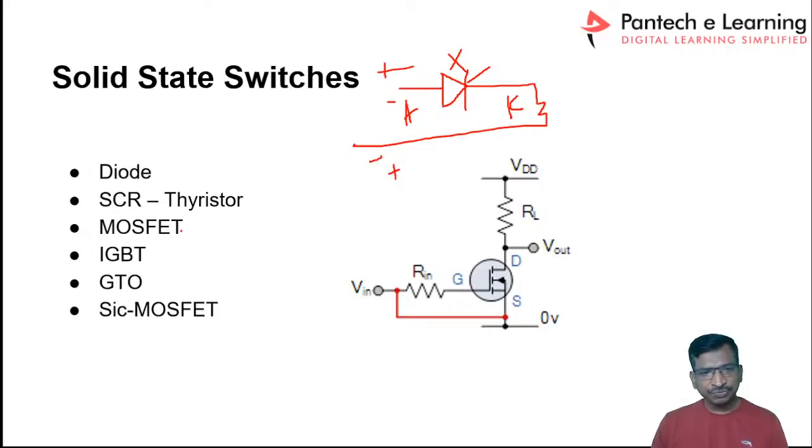And similarly, the MOSFET is another kind of solid state switch. The operating principle is the same: whenever the PWM is applied, then either anode to cathode, drain to source, or collector to emitter will get connected. Otherwise, it will not get connected, right?